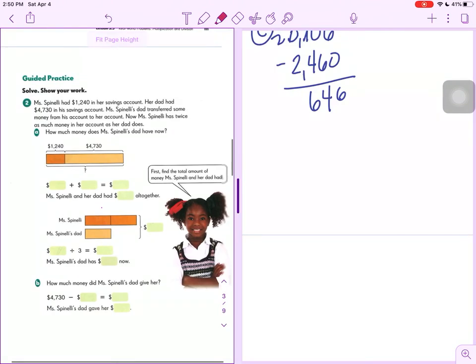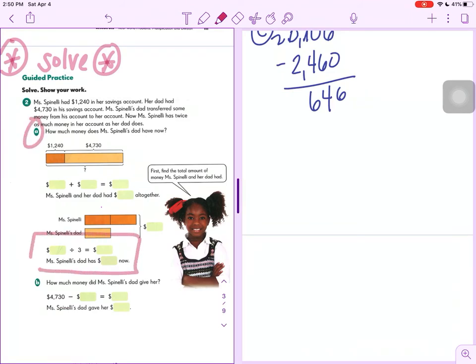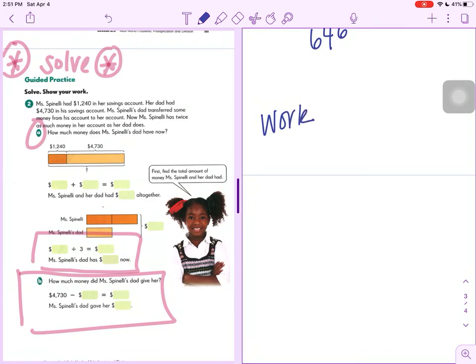Okay, your task right now for today is you are going to solve this problem for guided practice. I want an answer A, and I want an answer B. You can take a screenshot of this page, or if you're doing work over here too, you can take a screenshot of your entire page and post this on Seesaw.